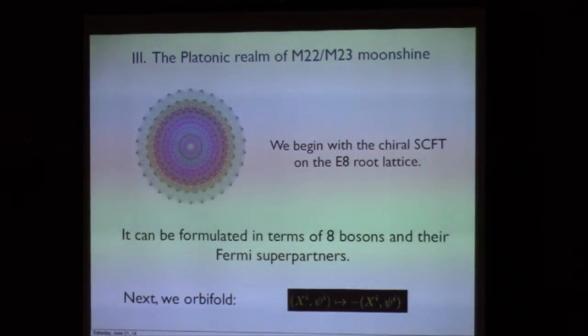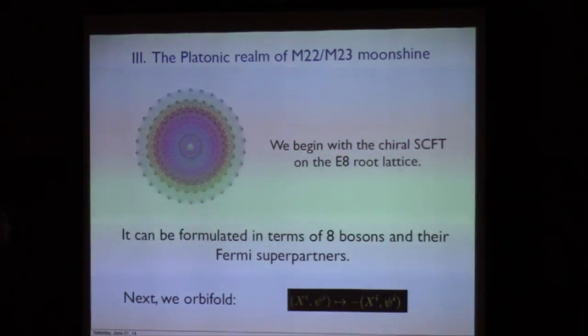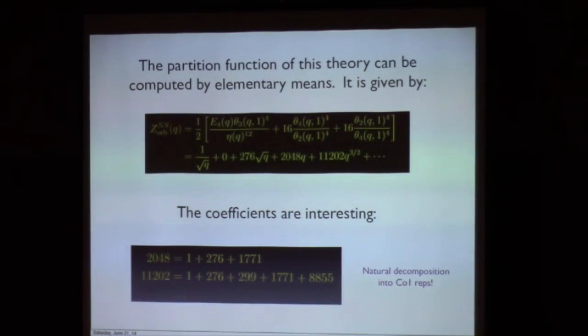See, here's the picture. So we're going to begin with the chiral superconformal field theory on the E8 root lattice. The physical theory we care about can be formulated in terms of 8 bosons and their Fermi superpartners, so it has c equals 12. And in keeping with the tradition in Moonshine, we orbifold by a Z2, where x and psi get reversed. The partition function of this theory can be computed by elementary means in terms of theta functions of E8 and so forth. Here's the NS partition function of the chiral theory. Looks like this. You q-expand it.